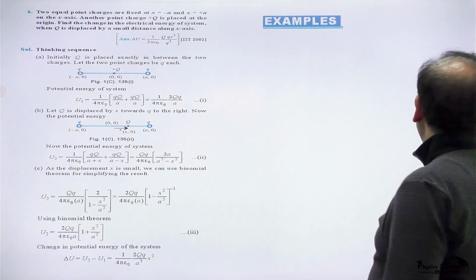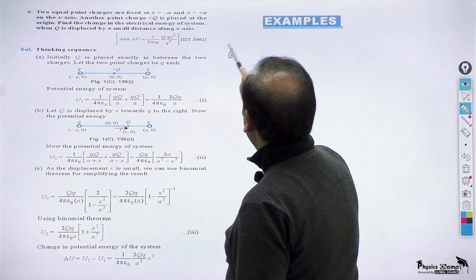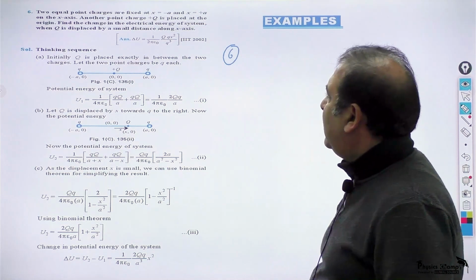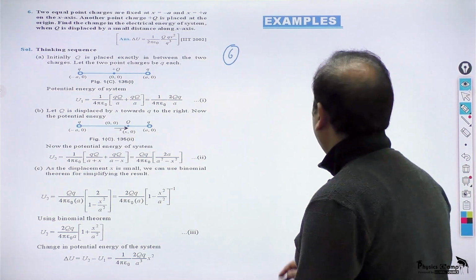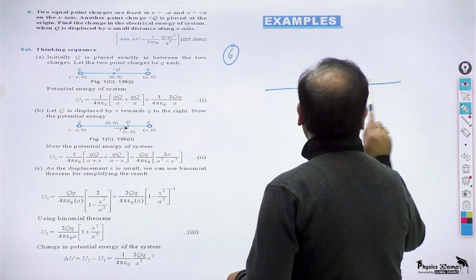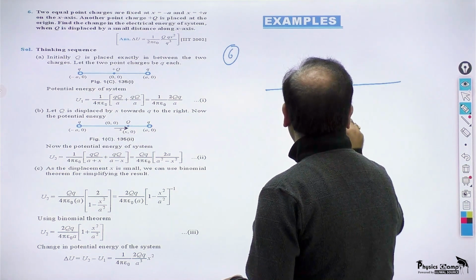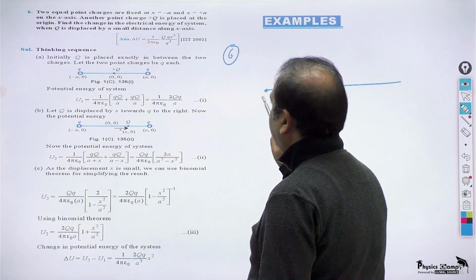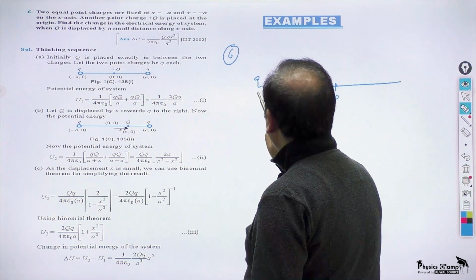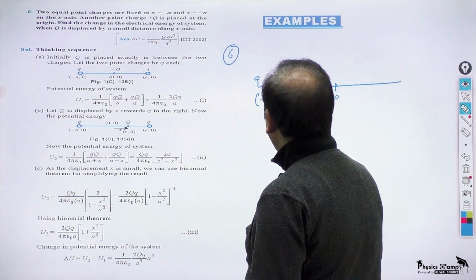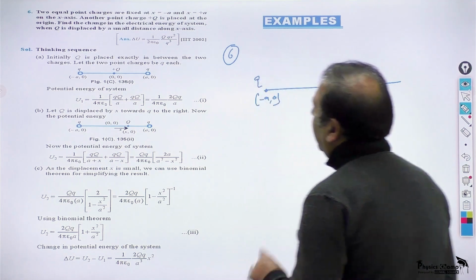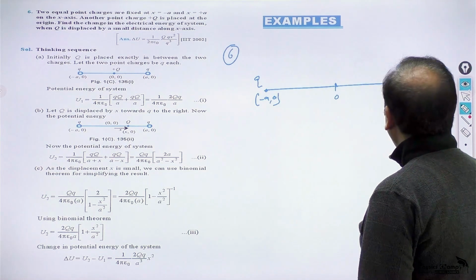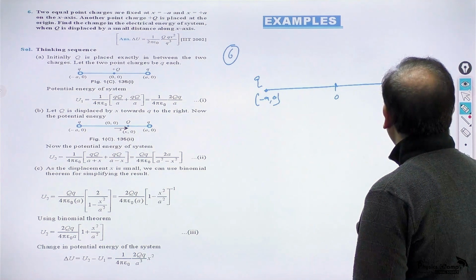Now we look at this question number 6. This is another IIT question that was asked. Two equal point charges are fixed at x equal to minus a and x equal to plus a on the x-axis. So here, maybe over here is the origin, and at x equal to minus a you have a charge q whose coordinates are minus a comma 0. And another charge, again q, is at position plus a comma 0.